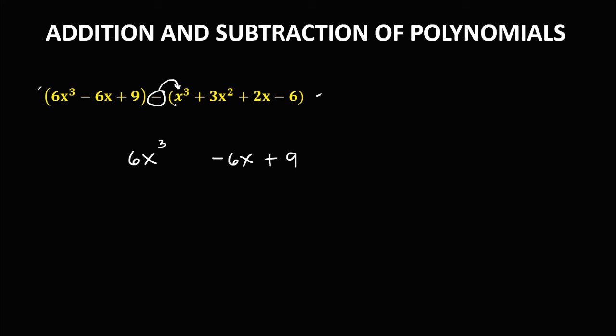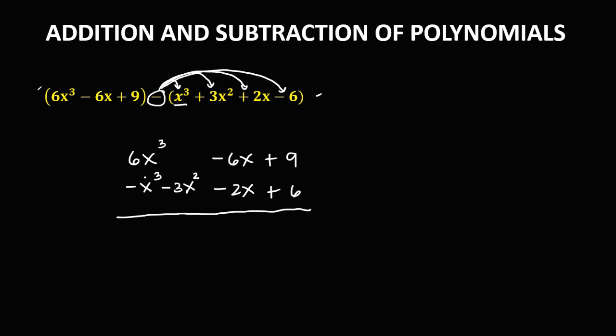So this positive x to the power 3 becomes negative x to the power 3. Then this positive 3x squared becomes negative 3x squared. Then this positive 2x becomes negative 2x, and this negative 6 becomes positive 6. Then simplify. So 6x to the power 3 minus 1x to the power 3.